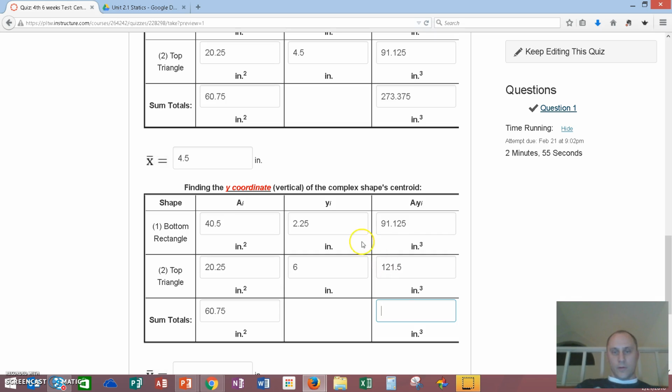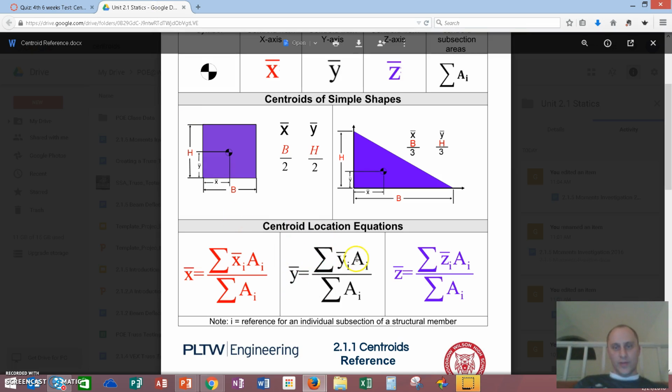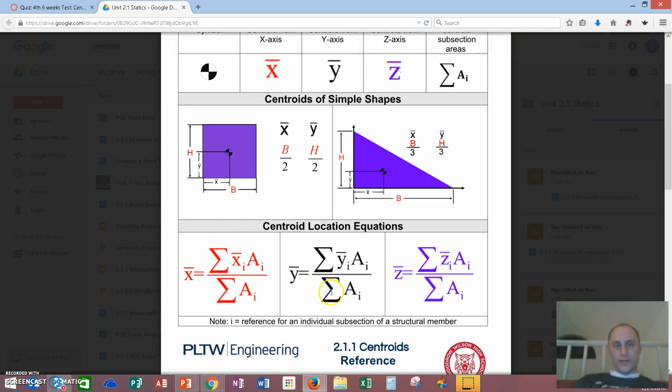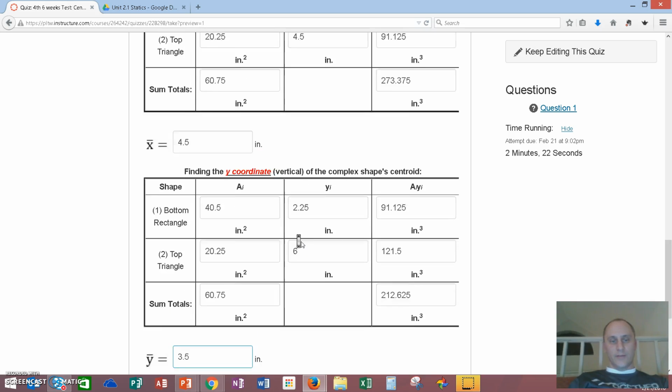91.125 plus 121.5 equals 212.625. Now we have one final step. We can take this number, divide by, as our reference tells us, we want to find the y location of the centroid, take the sum of this product divided by the sum of the areas, and lo and behold, 3.5 is our answer. We want to go check that and see if it makes sense.